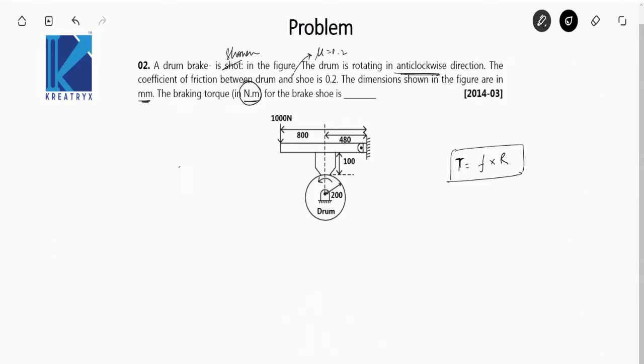We have the radius of the drum, that is 200 mm, so 0.2 meter is the radius of the drum, and we have to find the friction force that is actually applied by this pad on the drum. The friction force is equal to mu N, that is coefficient of friction into normal reaction. If we multiply both of them, we'll get the braking torque. Draw the FBD of the lever and this braking pad and the drum.